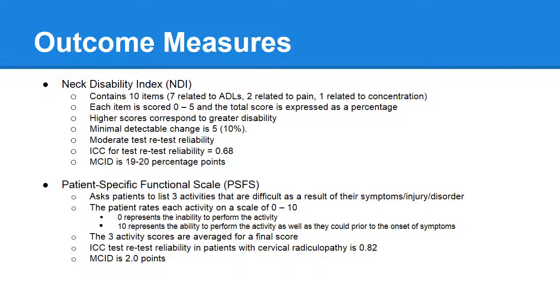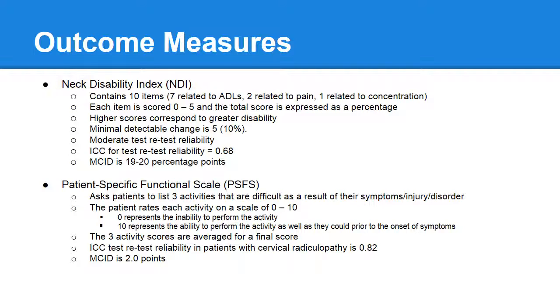There are two outcome measures used for WAD. The first outcome measure is the Neck Disability Index. It contains 10 items, 7 related to activities of daily living, 2 related to pain, 1 related to concentration. Each item is scored on a 0 to 5 scale, and the total score is expressed as a percentage. Higher scores correspond to greater disability. The minimal detectable change is 5. It has a moderate test-retest reliability. The ICC for test-retest reliability is 0.68. The MCID is 19 to 20 percentage points.